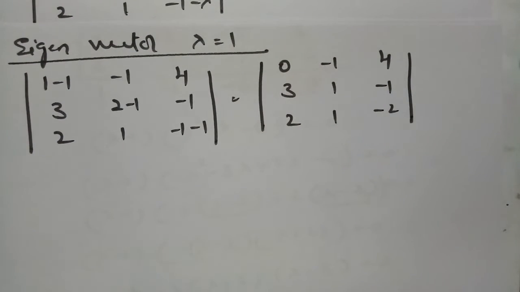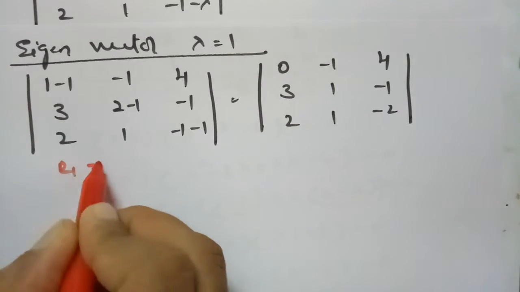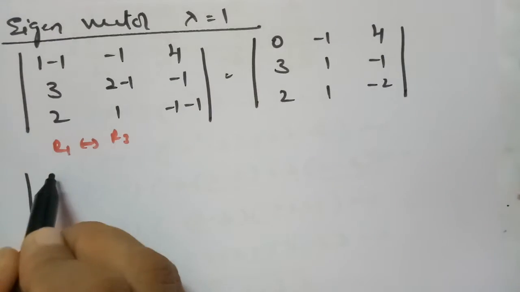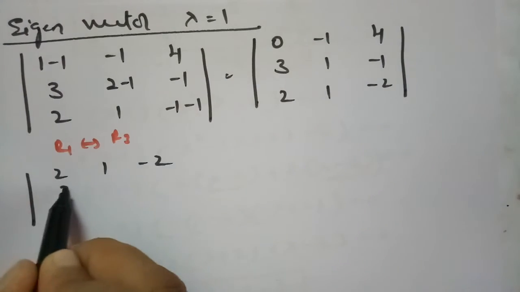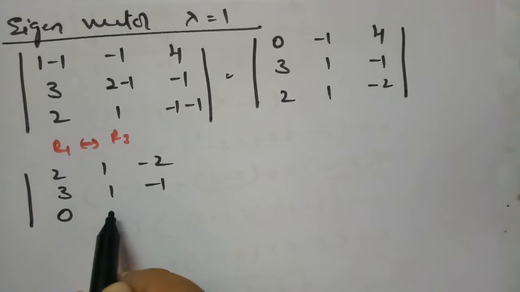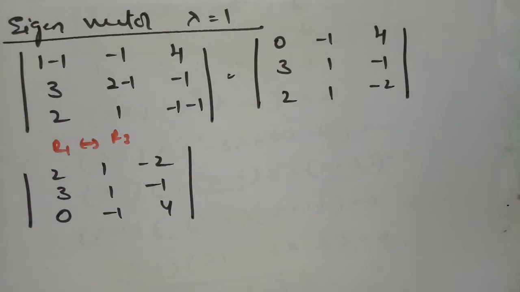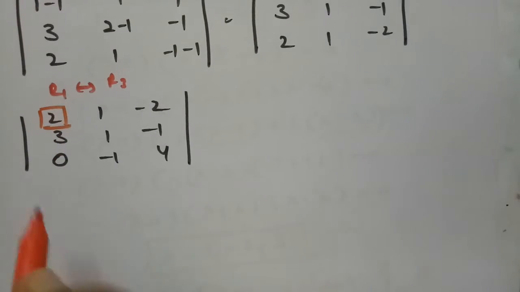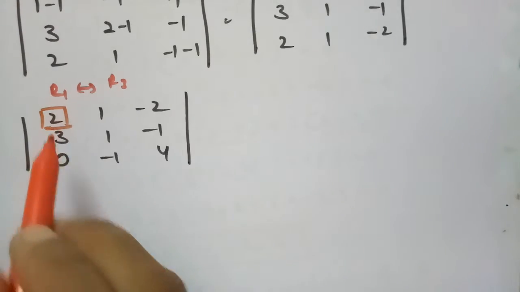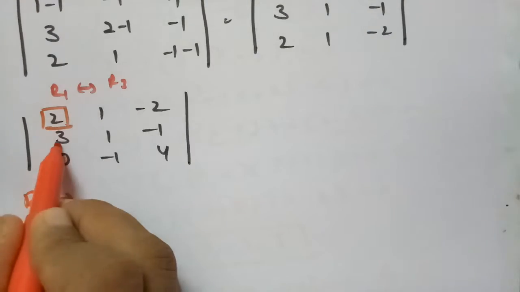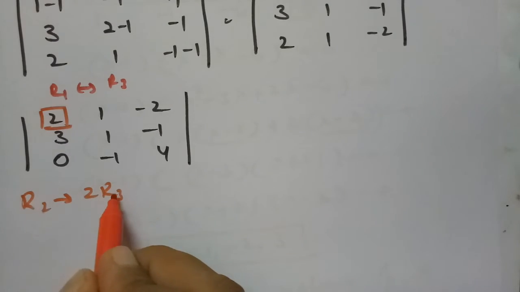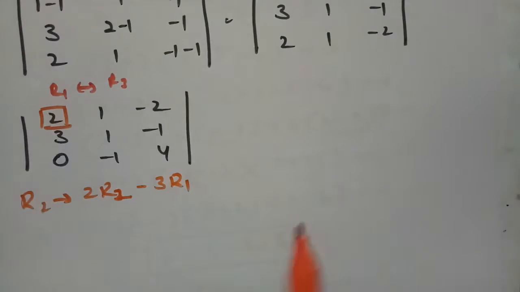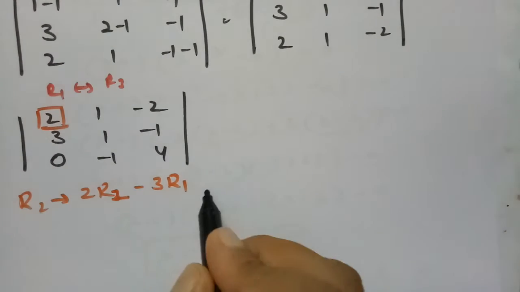Now I am going to interchange R1 as well as R3 for my convenience. So row 3 and row 1 are interchanged: 1 2 minus 2, this is 3 1 minus 1, this is 0 minus 1 4. First of all, as you know, I am using the first diagonal element to make these two 0. It is already 0 and I have to make this 0 using this. So for that R2, I have to multiply with 2, so this is 2 R2, and again I have to multiply with 3, so this is 3 R1. So this is the only operation I am going to make.